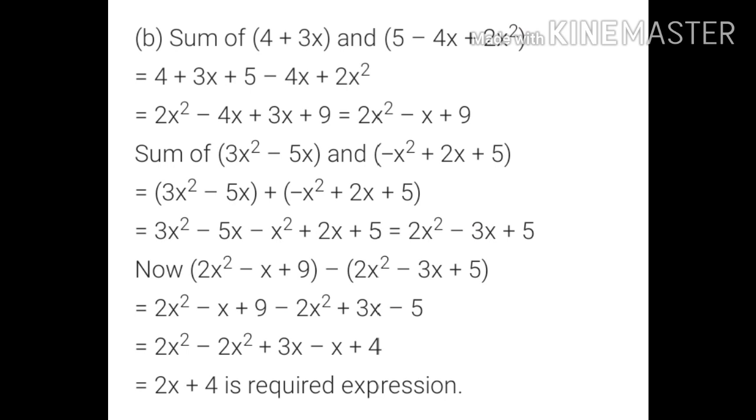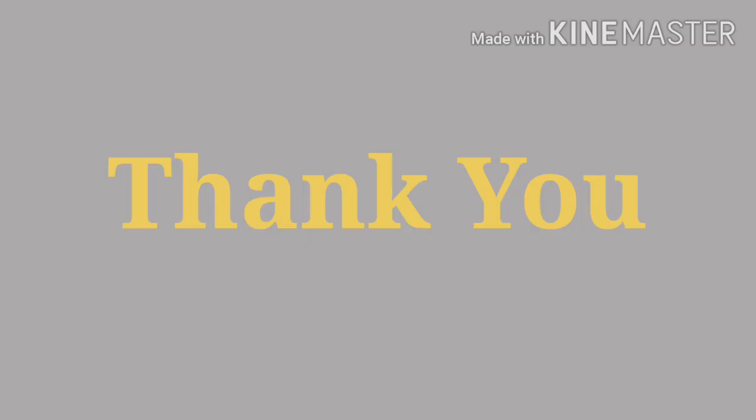Now we have to subtract both these terms. 2x square minus x plus 9 bracket close minus 2x square minus 3x plus 5. We will rearrange the like terms together. So it will be 2x square minus 2x square, 3x minus x plus 4 here. Why? 9 minus 5 makes 4 and minus x will be copied as it is. It is the unlike term. So the final answer will be 2x square cancelled by 2x square. Then 3x minus x means 2x plus 4 is the required expression.